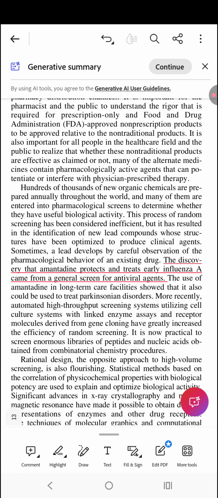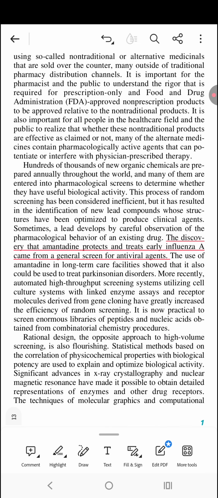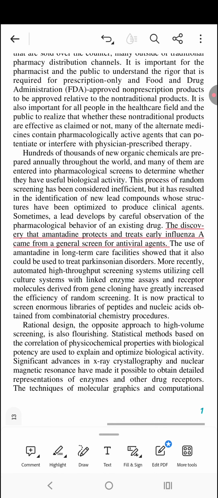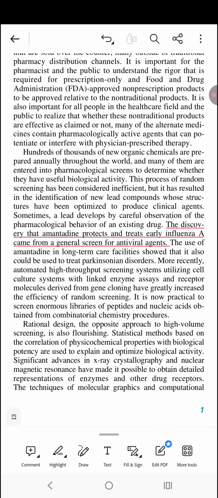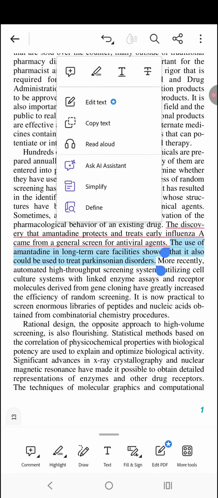Sometimes a lead develops by careful observation of the pharmacological behavior of an existing drug. The use of amantadine in long-term care facilities showed that it also could be used to treat Parkinson disorder.